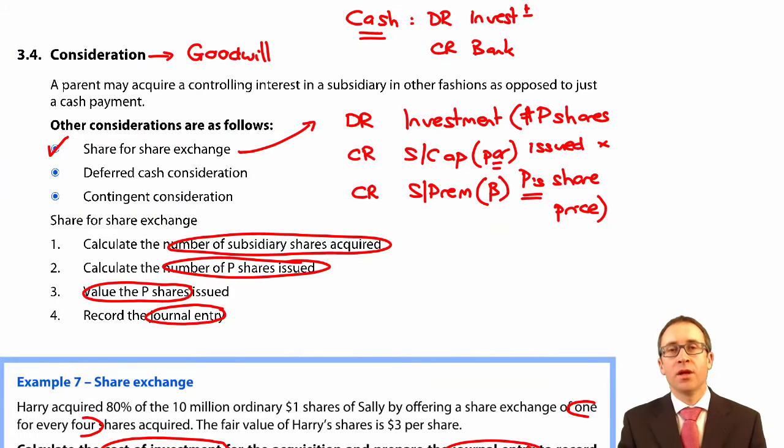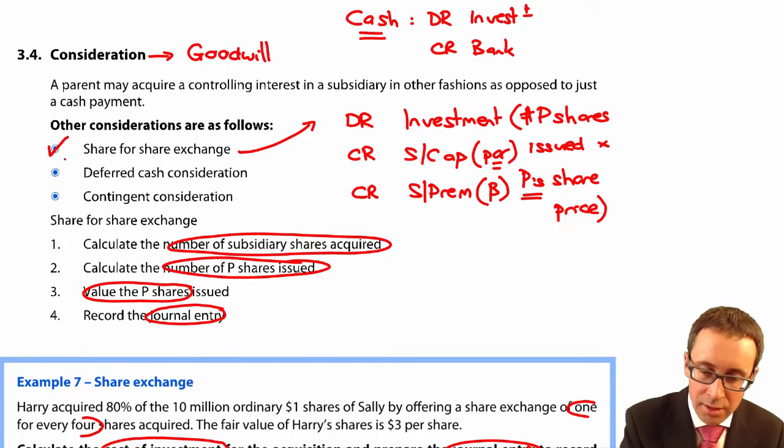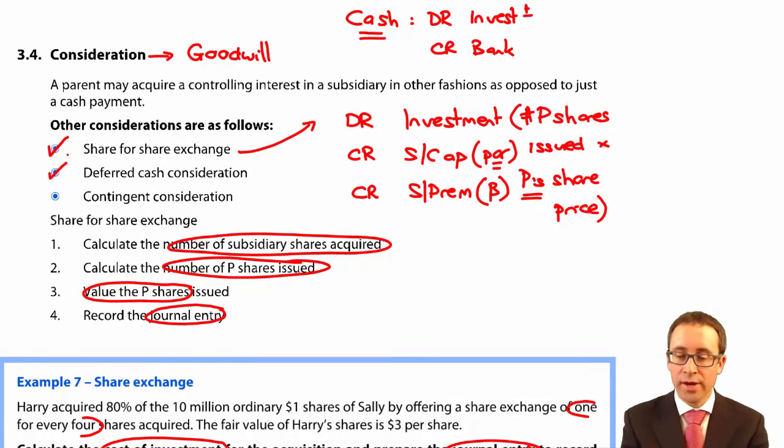Okay. So hopefully you're happy with looking at the share for share exchange. Hopefully you've reworked the example, check that you're okay with it. Maybe found the odd question in the question bank or the study text that you're using to help you through. What we're going to look at now is deferred cash consideration.